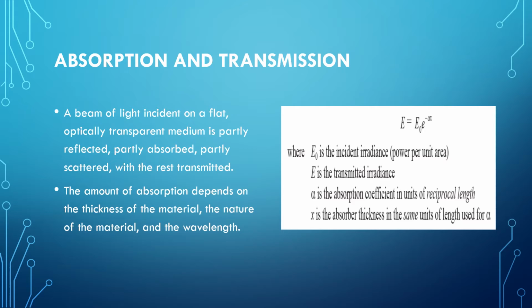The equation that we use to measure this is equation 2-2 in your textbook, and it's E is equal to E0 times e to the minus alpha x. So E0 is the incident irradiance, E is the transmitted irradiance, alpha is the absorption coefficient in units of reciprocal length, and x is the absorber thickness in the same units of length used in alpha. So just make sure our units are the same when we're doing that.